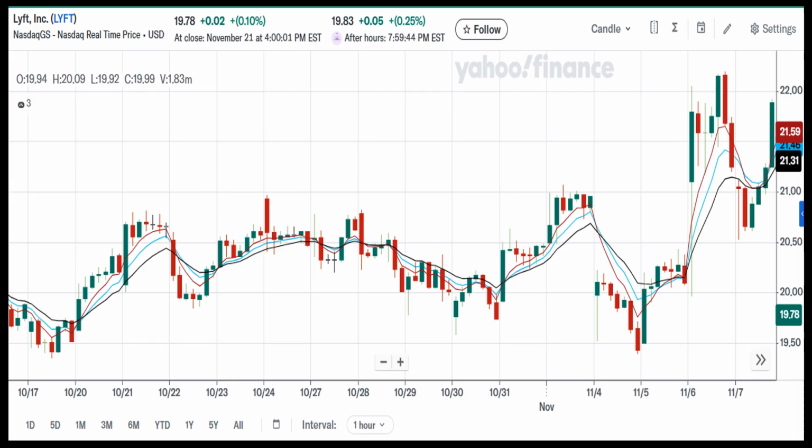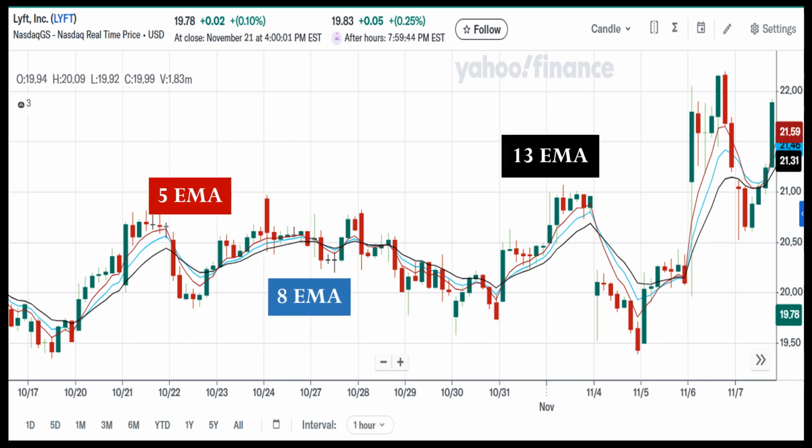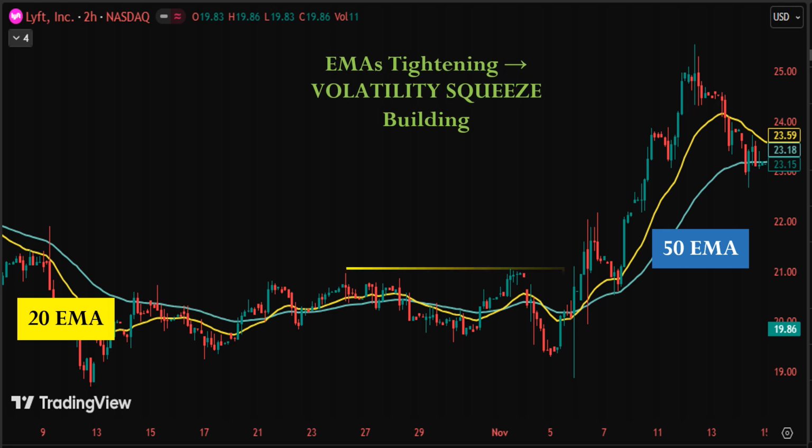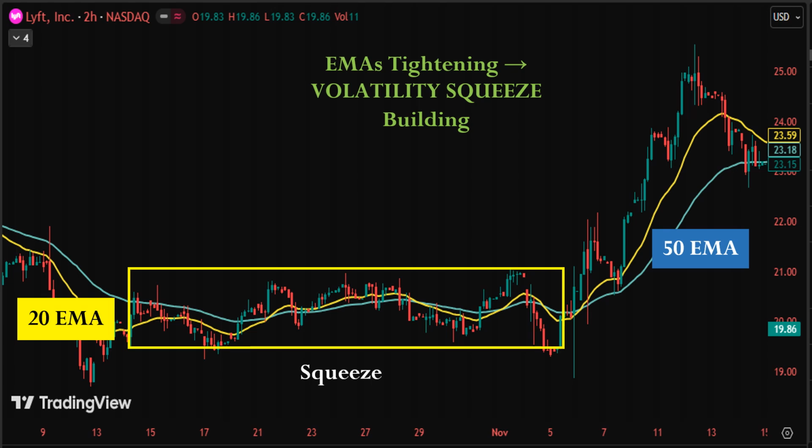This moving average strategy involves using multiple EMAs, a fast one and a slow one. You can use a set of 3 like the 5, 8 and 13 EMAs, or a set of 2 like the 20 and 50 EMAs. This setup forms when the EMAs compress and tighten together like they are hugging.